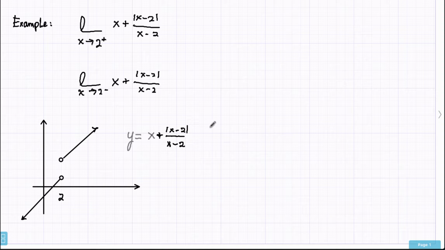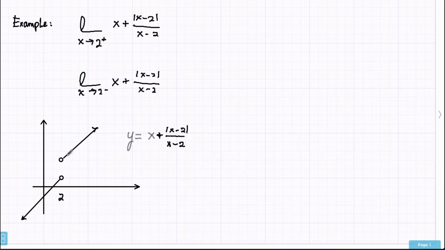All right, here's a more interesting example. If you graph y equal to x plus the quantity absolute value of x minus 2, divided by the quantity x minus 2, you get something along these general lines, which we've already looked at before.